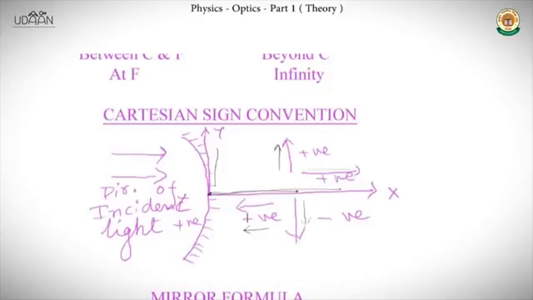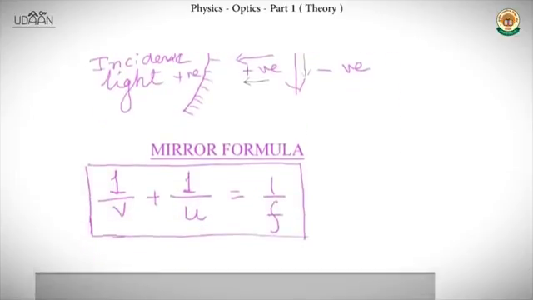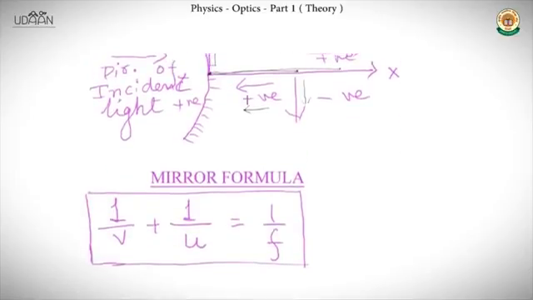Now we will move to the mirror formula, which is also a very important topic in optics. This should be learned by heart. The mirror formula says that 1 by v plus 1 by u is equal to 1 by f, where v, u and f follow the Cartesian sign convention. So remember, this formula should be used according to the Cartesian sign convention.